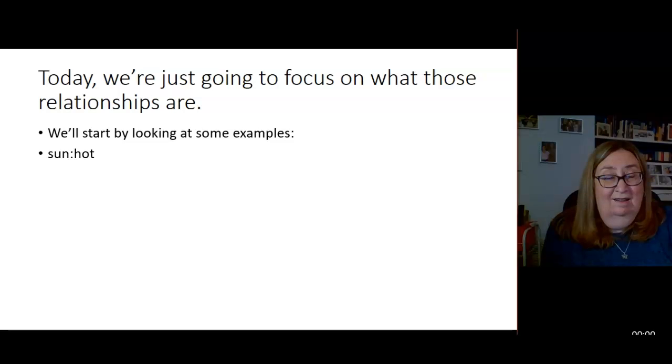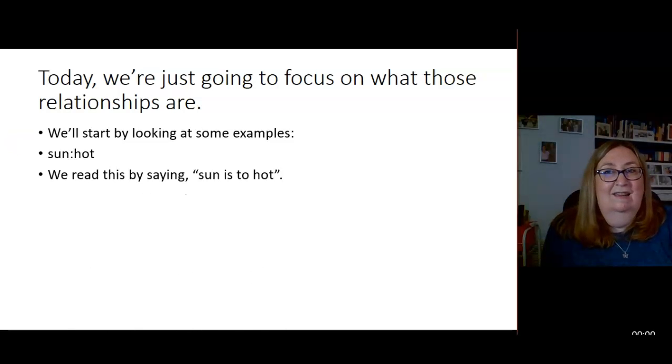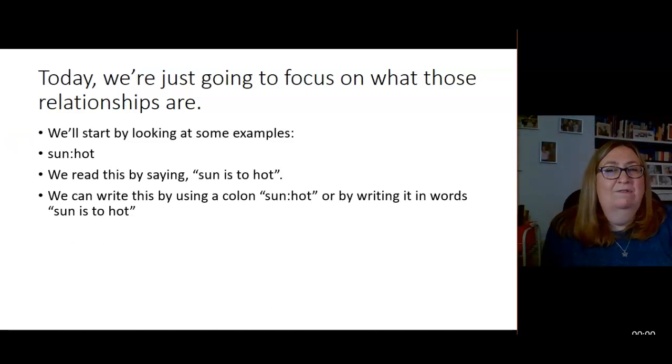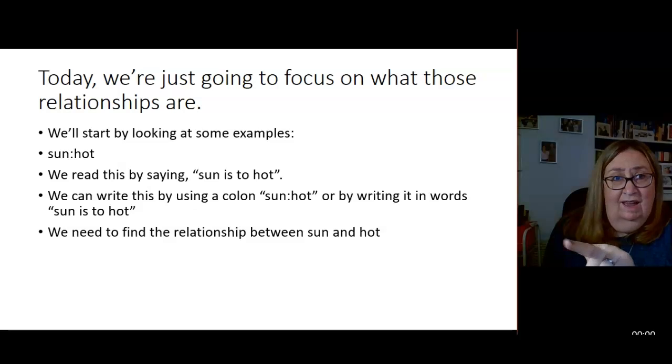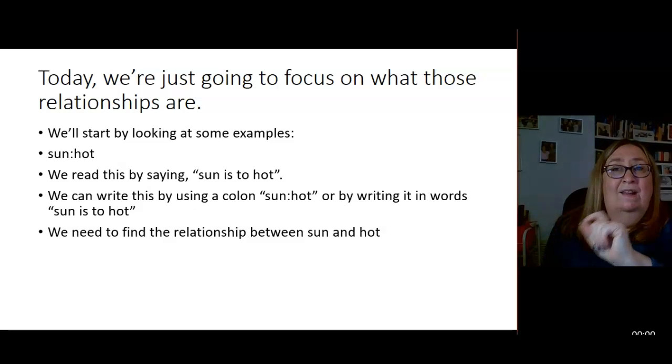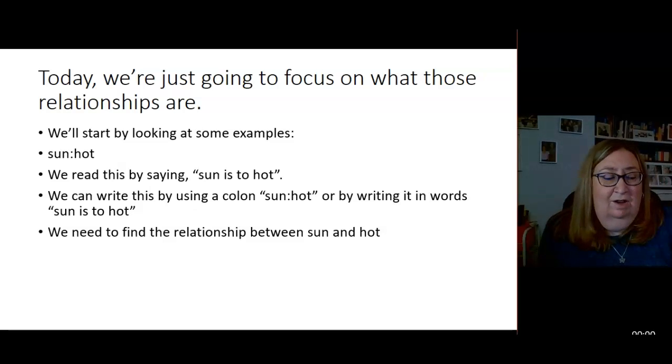Sun is to hot. Okay, sun is to hot. So we have to figure out, remember I can write it with the colon or I could write it with the words, but we have to figure out the relationship between the word sun and the word hot. Well, in the last one we said the purpose of a fork, or we use a fork to eat. We don't use the sun to hot. So this is a different relationship. Let me pause and say this. The words as they're in the order on the screen there, that's how you have to keep them in order when you're finding the relationship. We're going to talk about that more later.